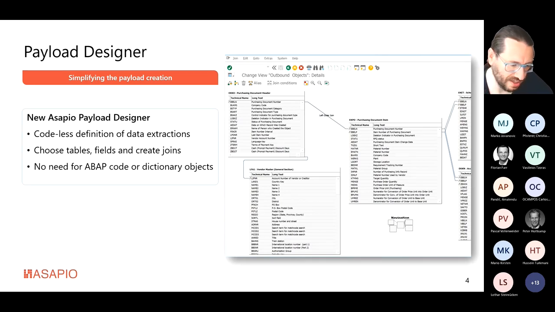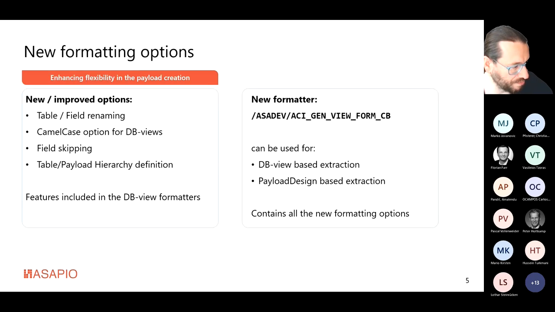And the extractor then builds the extraction during runtime based on your configuration, and the same goes for the formatting as well. We also added new formatting options. One thing that was already available is table and field renaming. We did restructure it a little bit, so there is a report coming with it. If you already use it, you can change to the new configuration way.